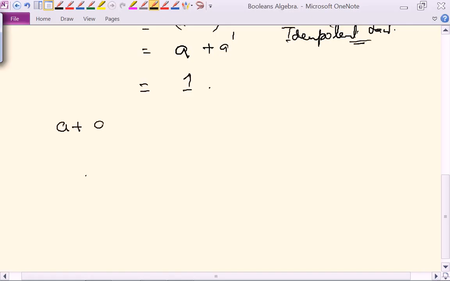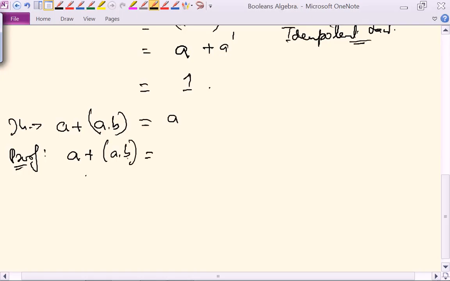So the next theorem will be like this: A or A and B is equal to A. Okay, so this is my theorem and this is my proof. What I will do is I will say A or A and B is equal to A and 1, or A and B. This will be by identity law.